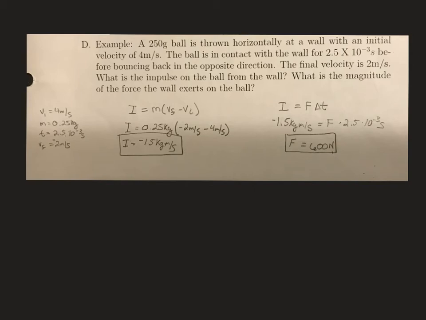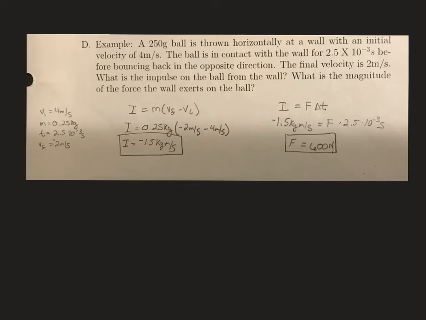Alright, so in this example problem we have a 250-gram ball that is thrown horizontally at a wall with an initial velocity of 4 meters per second. The ball is in contact with the wall for 2.5 times 10 to the minus 3 seconds, so 2.5 milliseconds, before bouncing back in the opposite direction. The final velocity is 2 meters per second. What is the impulse of the ball on the wall, and what is the magnitude of the force the wall exerts on the ball?